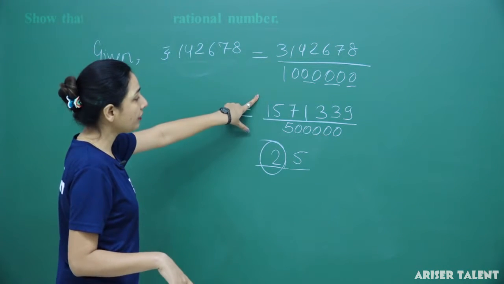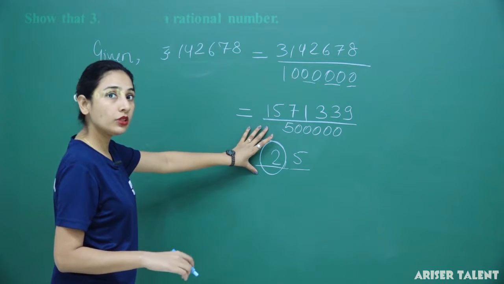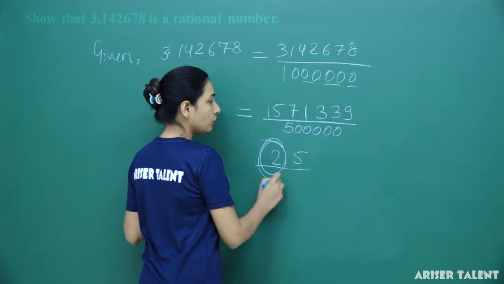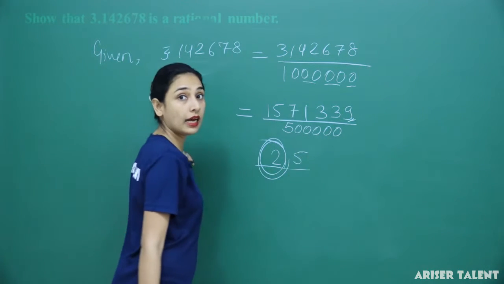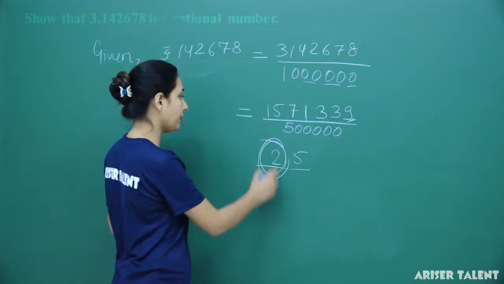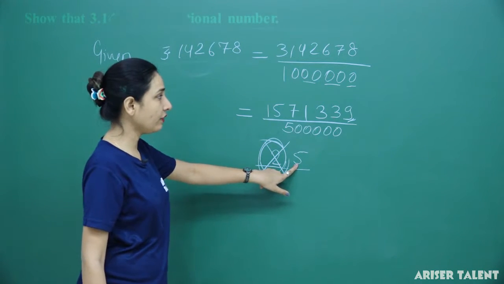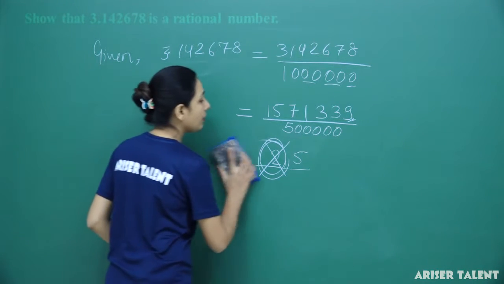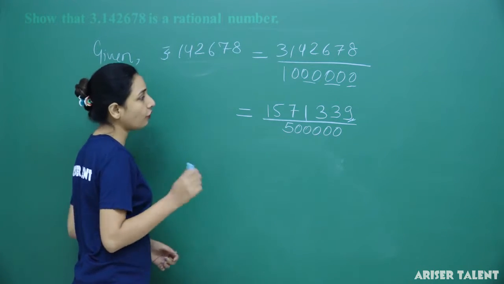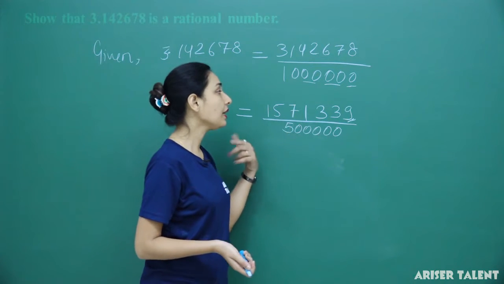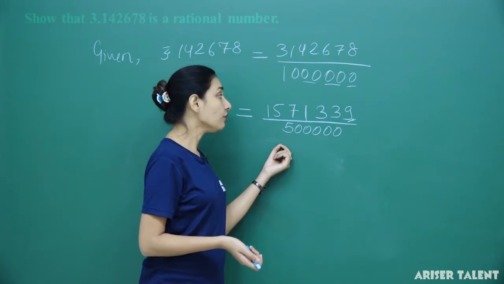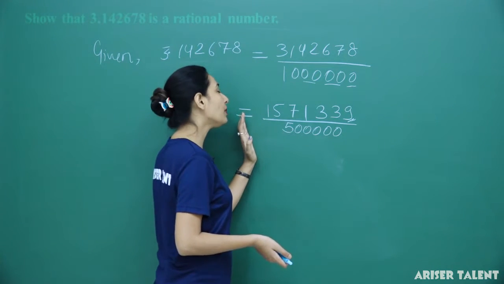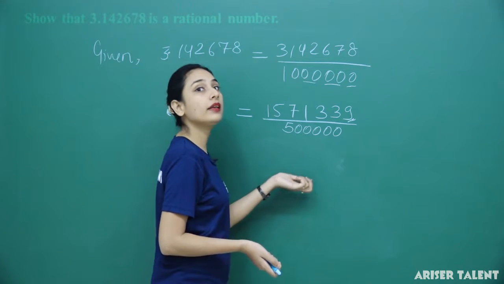Now about the numerator: is it going to be divided by 2? The last digit is odd, so it is not going to be divided by 2. What about 5? There is no 0 and no 5 at the end, so it will not be divided by 5 either. So now I have this p by q format, and in it there are no common factors between the numerator and the denominator.